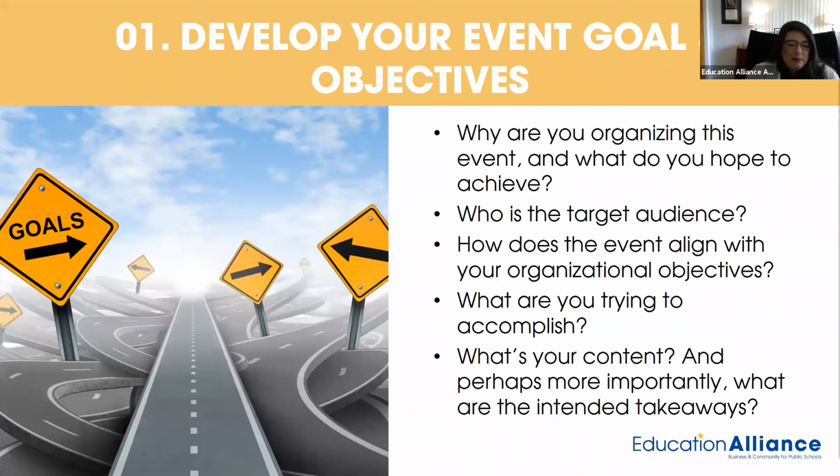The first step is to develop your event goals and objectives. Every event should have some key goals and objectives that are tangible and achievable. You're going to want to start by asking yourself some questions. Why are you planning this event and what do you hope to achieve? Who are you targeting? Who do you want to participate and how many attendees do you expect? Is it just 50 people or is it 500? And how does this event align with our organization goals and the bigger picture? What are you trying to accomplish?